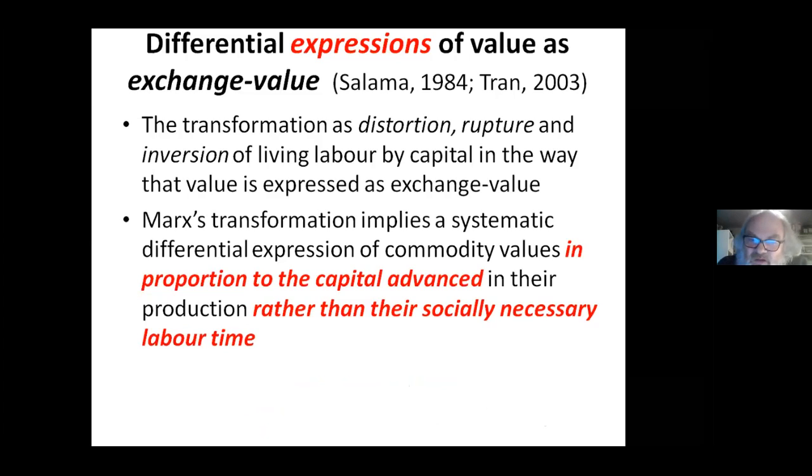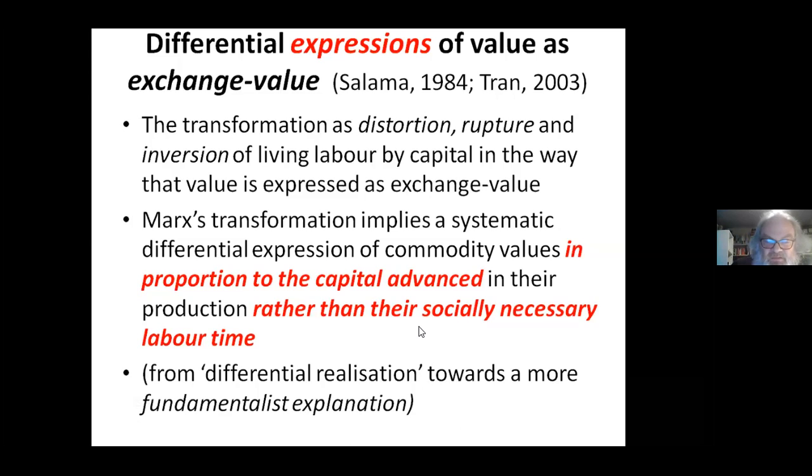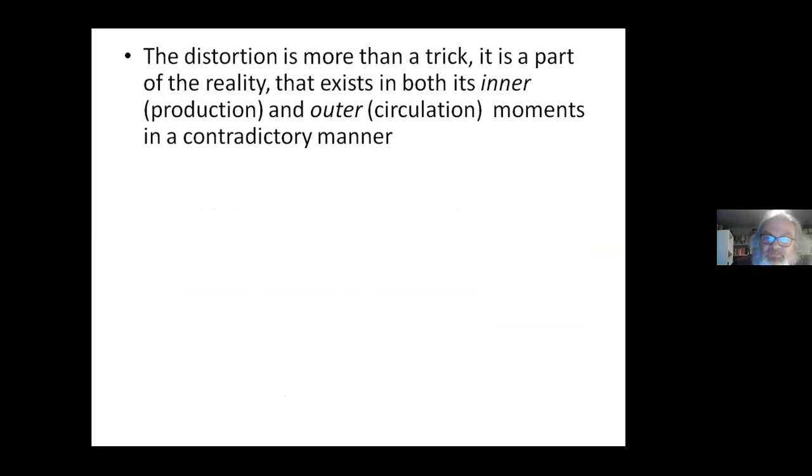And this is quite a major result. Marx's transformation implies a differential expression of commodity values in proportion to the capital advanced in their production, rather than their socially necessary labor time. Okay, so this is quite a fundamental flip, if you like. Now, the flip is objective. It's not a trick. Well, it is a trick, but it's more than just a trick, right?